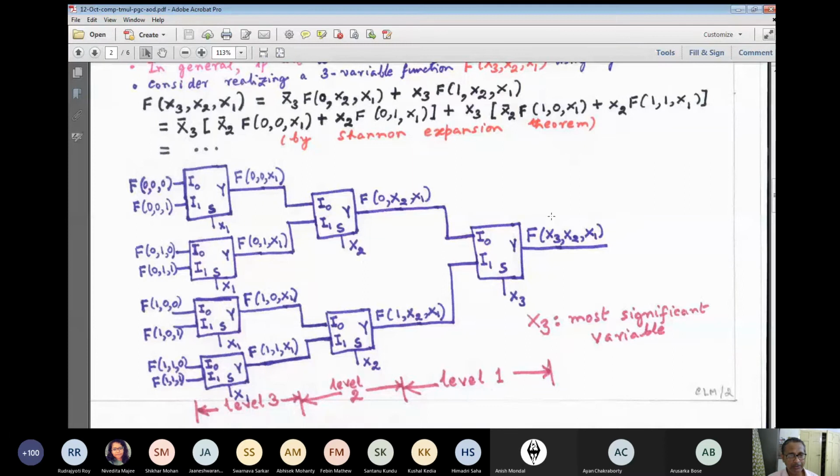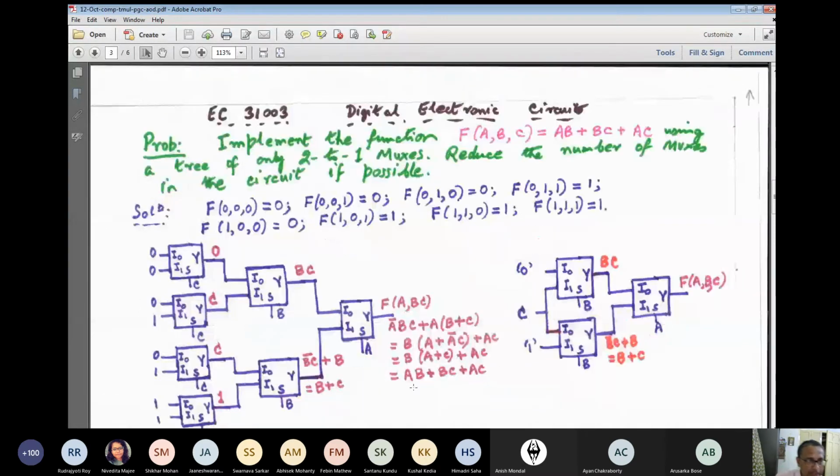In general, when you are employing 2 to 1 multiplexers, I require 2 to the power n minus 1 multiplexers. Here n equals 3, so 2 to the power n is 8, and 8 minus 1 is 7 multiplexers. In each level, the number of multiplexers will be a power of 2. Here it is 2 to the power 0, 2 to the power 1, 2 to the power 2. That is simple. So you have followed? Any doubt?